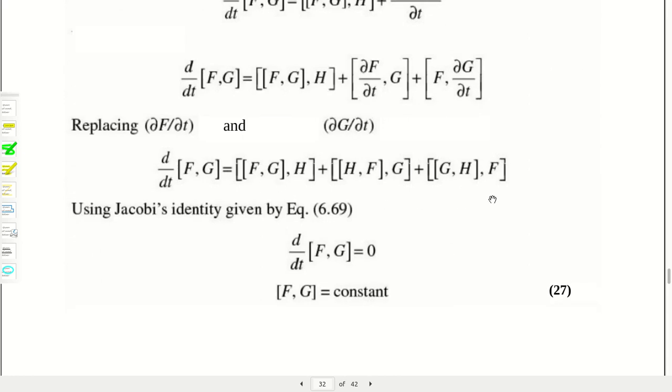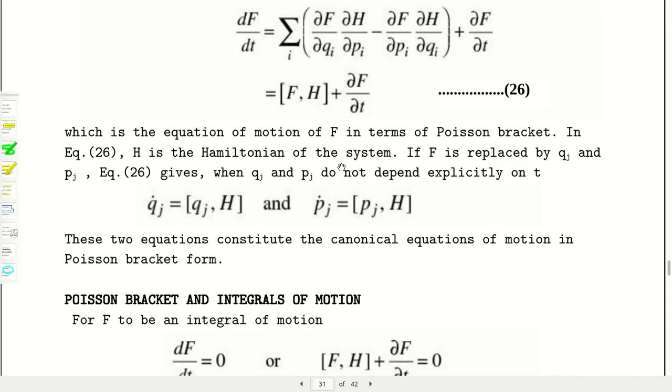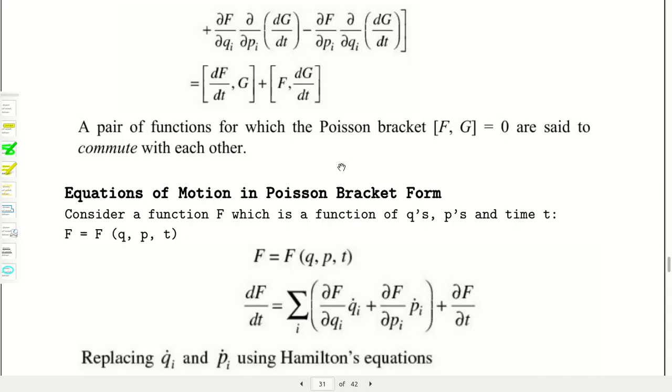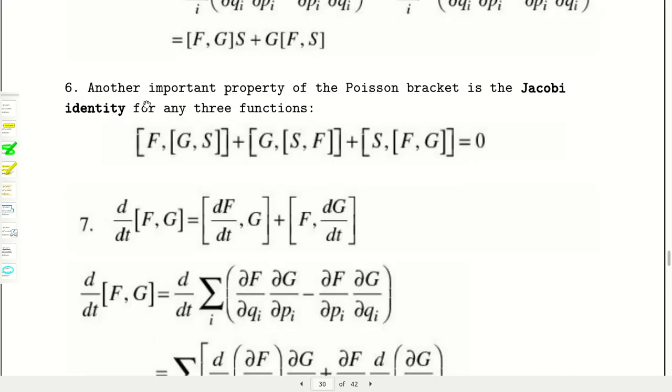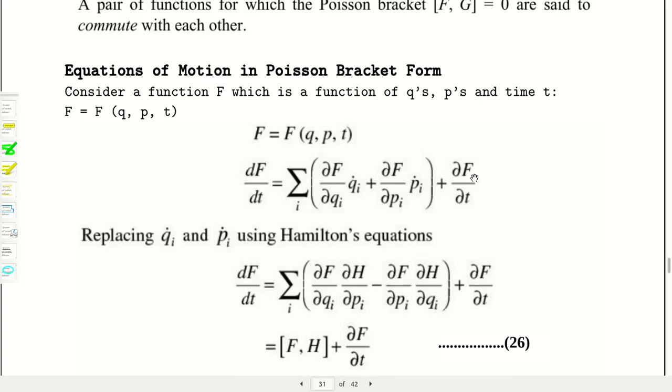And now this is just the cyclic rule, what I have told you, the Jacobi identity, identity number 6. Let us check once again. The identity number, yes, 6. Here the cyclic rule follows: for three functions of generalized coordinates f, g, h, the sum of the cyclic permutations of the nested Poisson brackets will be 0. So let us come to this point.